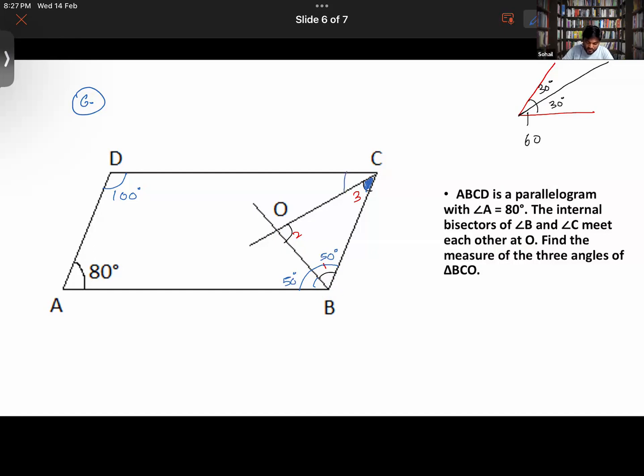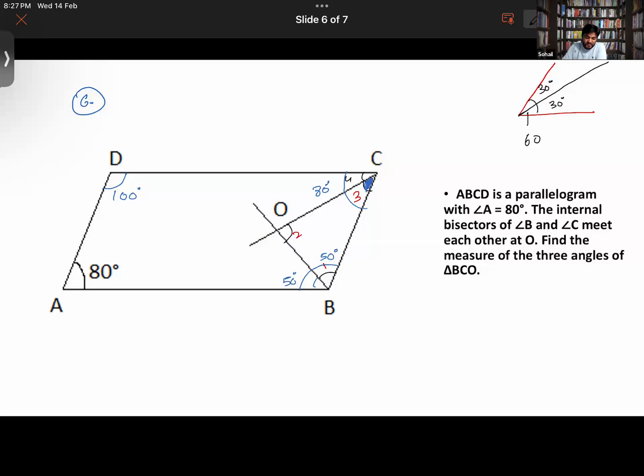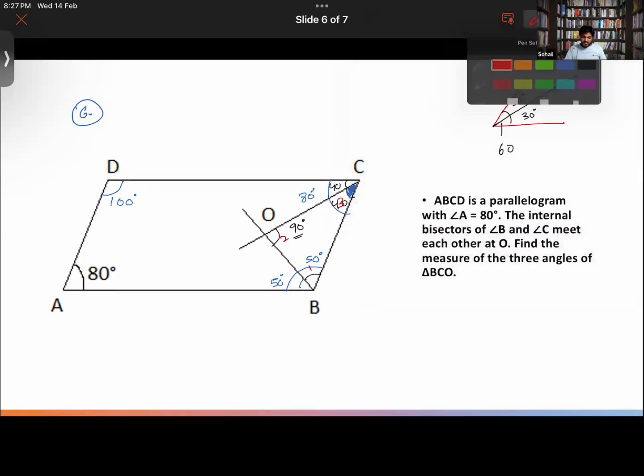Yes, sir. This whole angle is equal to 80 degrees. So the bisector will be dividing it into two equal halves, that is 40 and 40. Now you have the two angles of the triangle, 40 and 50. So obviously this angle BOC is going to be 90 degrees. Right? 90 plus 50 plus 40, that is 180 degrees.